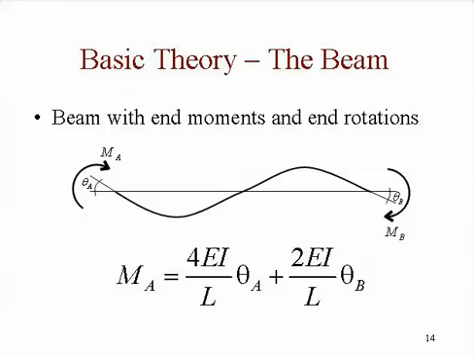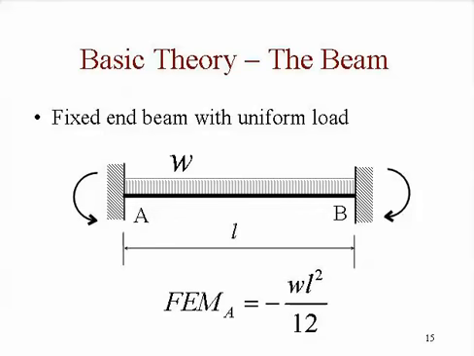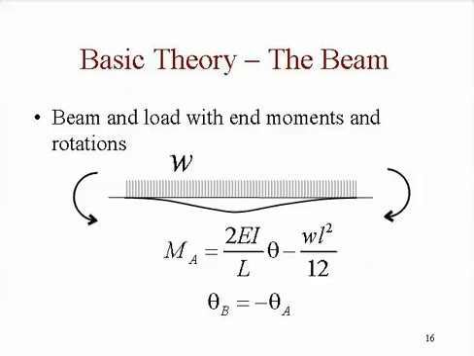And of course, if we take a fixed-ended beam with a uniform load, we know that the fixed-end moments are WL squared over 12. And if we combine them, and we recognize that the rotation at B is equal and opposite to the rotation at A, superimposing these, we find that the moment at A is 2EI over L times theta minus WL squared over 12. Okay, so there's a very simple equation to represent how that beam would behave.